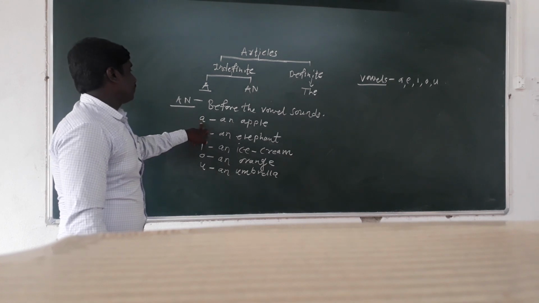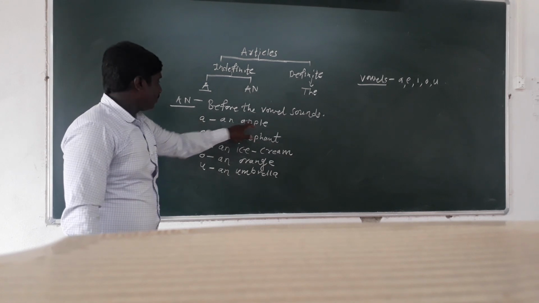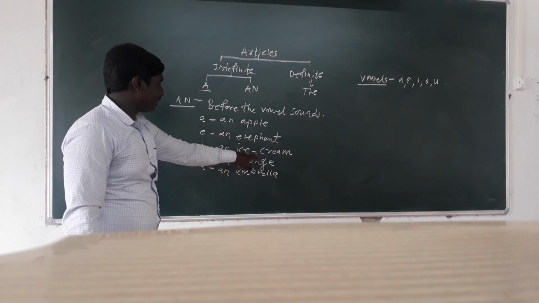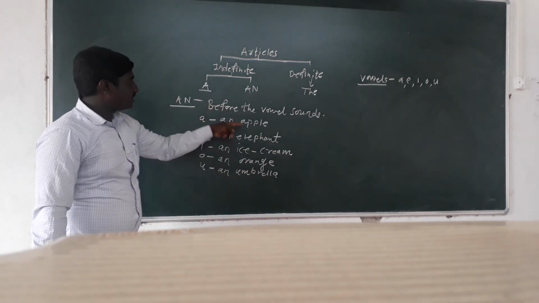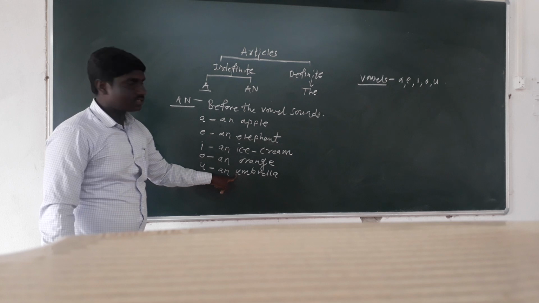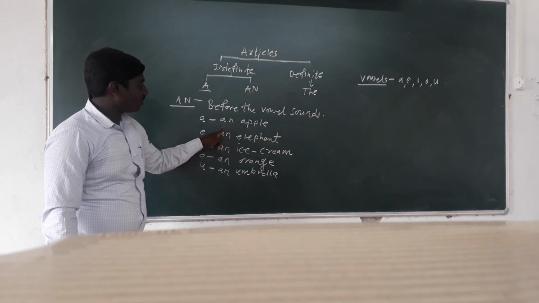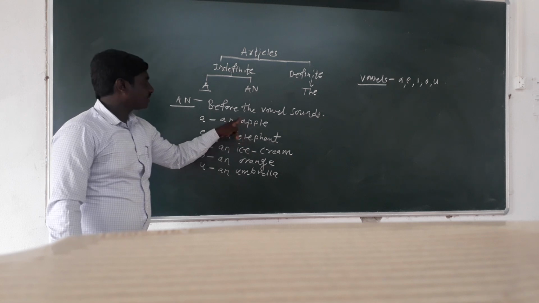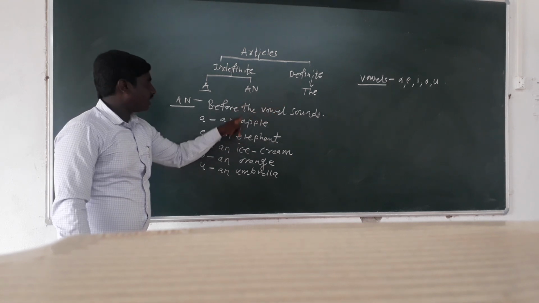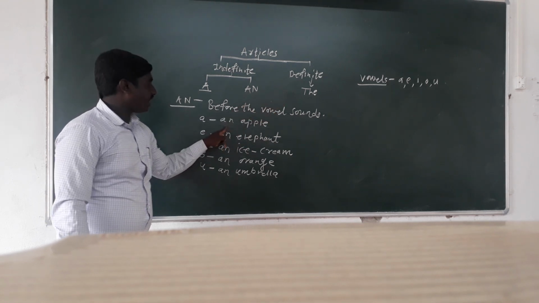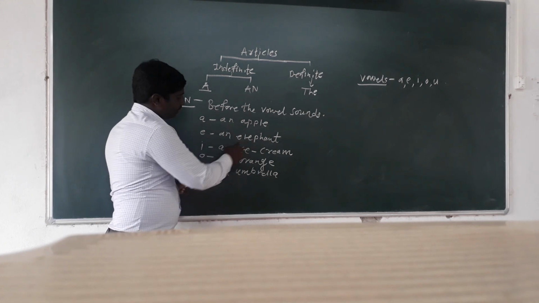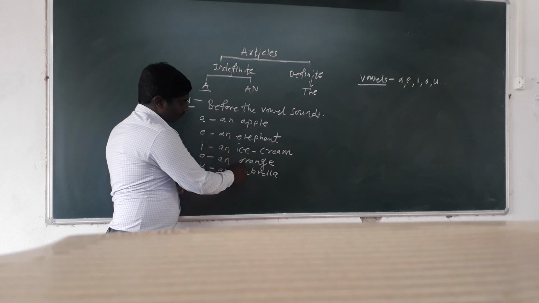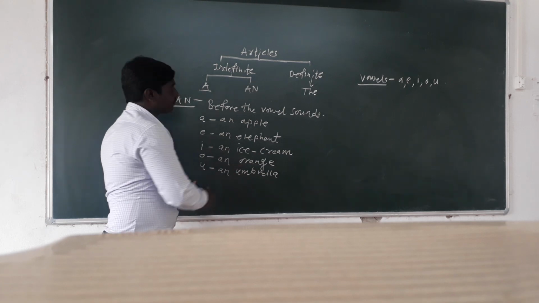So, an apple, an elephant, an ice cream, an orange, an umbrella. These are the vowels. So, before the vowel sound, we should use the article "an". For example, an apple. A is a vowel sound, and before that A we have to use "an". So, an apple, an elephant, an ice cream, an orange, and an umbrella.